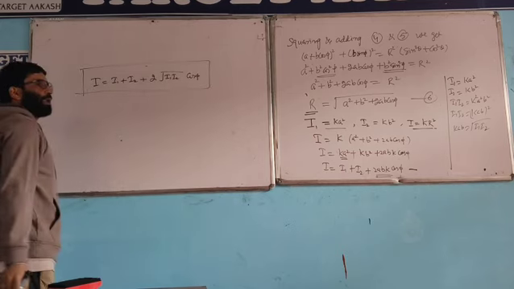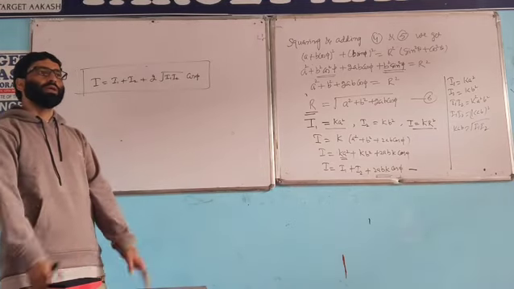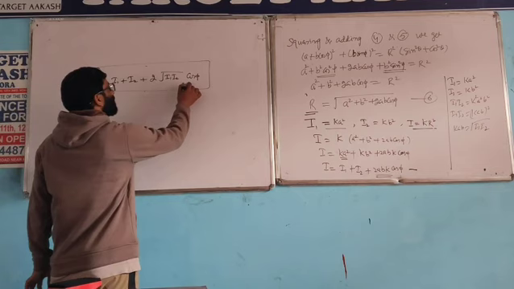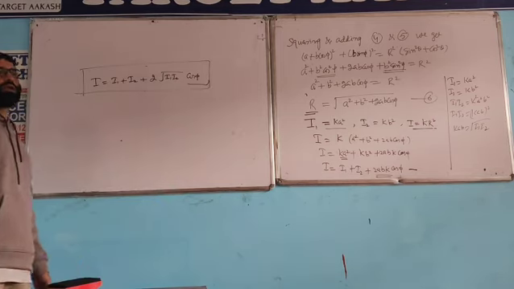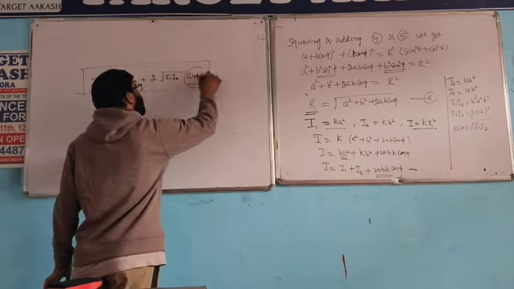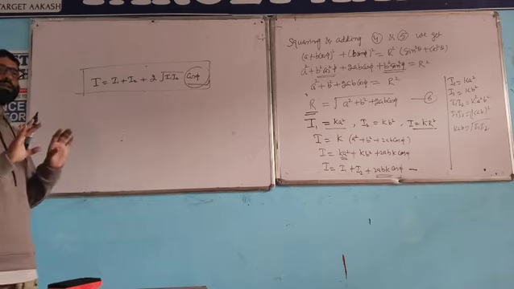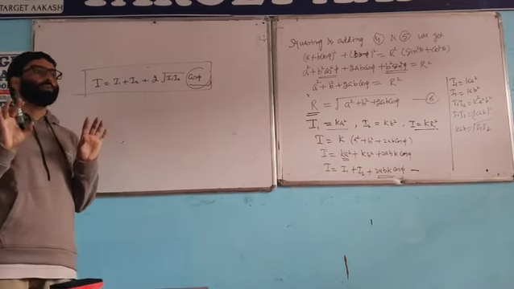Now we will discuss when the intensity will be maximum or when the intensity will be minimum. If you have a cursory look at this expression, the intensity of the resultant wave, you can find a factor cos phi here. So whether the intensity would be maximum or minimum.